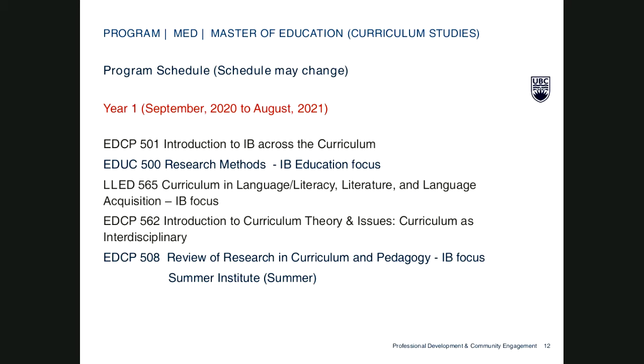The 562 is another required course. So your two requireds are 500 and 562. Everybody has to take those. The beauty, again, is that we're in a cohort, so we act as a community of learners together. And that will be taught by Dr.